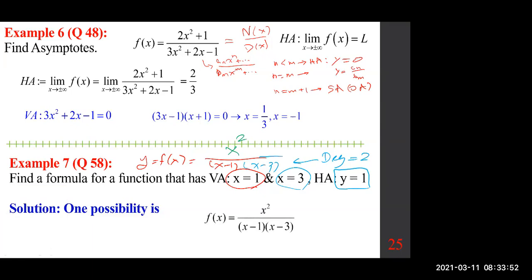Again, is this the only one? No, there are different ways of writing it. Maybe I can have x squared minus 7. I'm just making it up, okay? Something like that. So this is one way to come up with the answer.